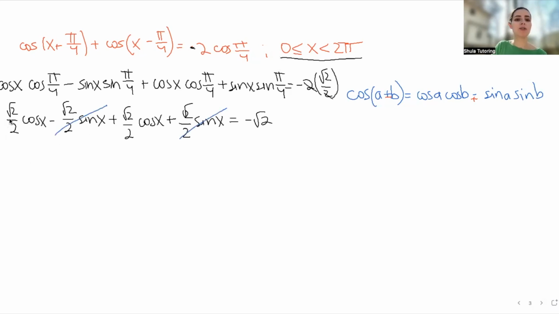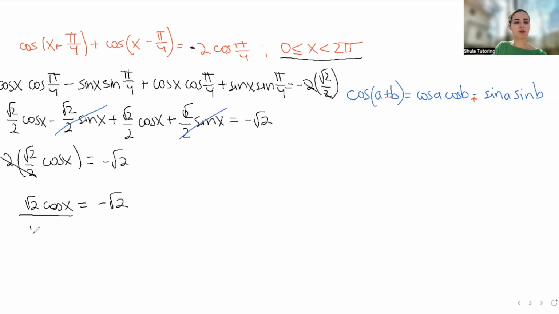So let's rewrite this, and this we can add up, right? It's the same terms that we just add. So we get 2 times square root of 2 over 2 cosine x is equal to negative square root of 2. And this simplifies, so we're left with square root of 2 times cosine x is equal to negative square root of 2. And now we can just divide by square root of 2. So here we have 1. So cosine x is equal to negative 1.